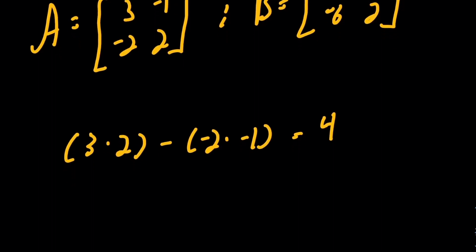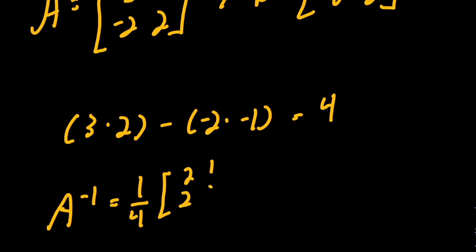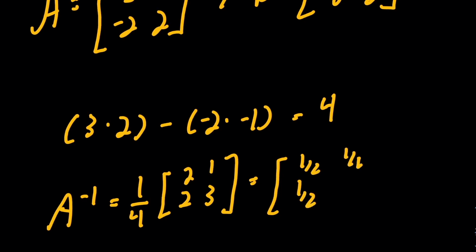So we can now form the inverse by interchanging the entries in the main diagonal, changing the signs of the other two entries, and multiplying by a scalar of a fourth. This means A to the negative first power is 1/4 times 2, 1, 3, which is a half in the first column, a quarter, and 3/4.